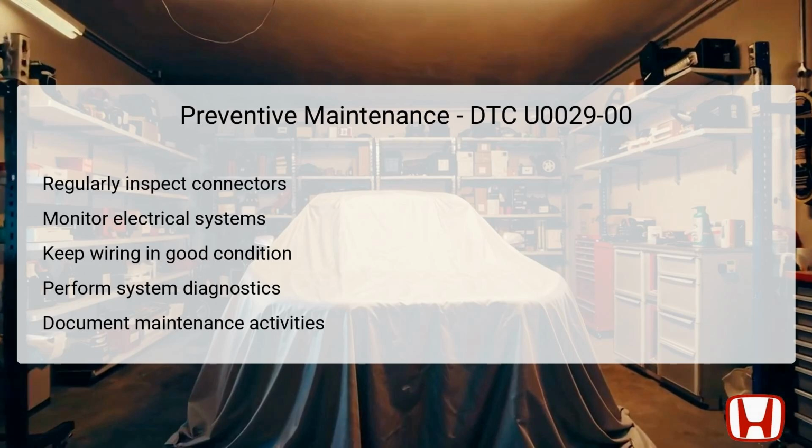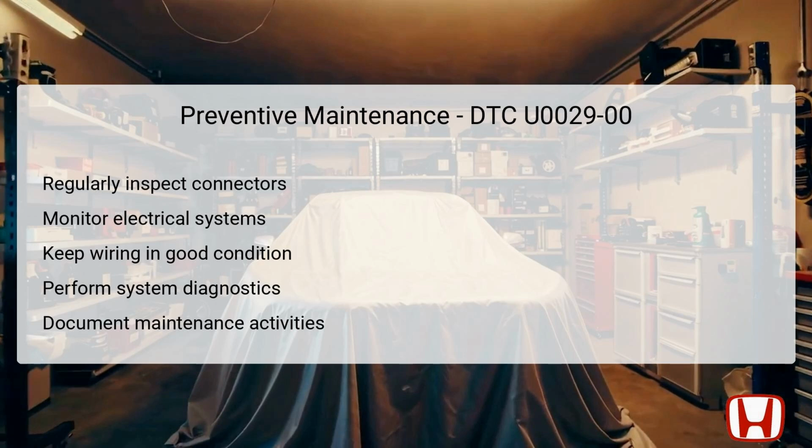U0029-00, regular preventive maintenance is imperative. Start with routine inspections of all electrical connectors, especially those linking to the CAN gateway and other control modules, as corrosion or wear can lead to communication failures.